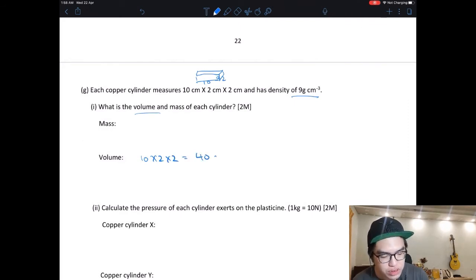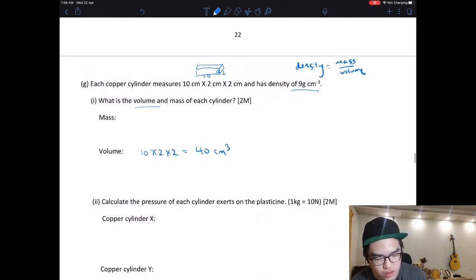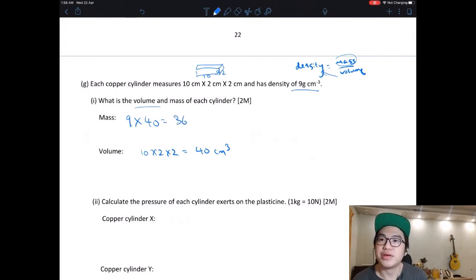You should get 40 cm cubed. So if you still remember, density is mass divided by volume. This is Form 1 stuff, don't forget. So how do you calculate mass? You multiply density and volume. So what's the density? Density is 9, volume is 40. You should get 360 gram, because gram here.